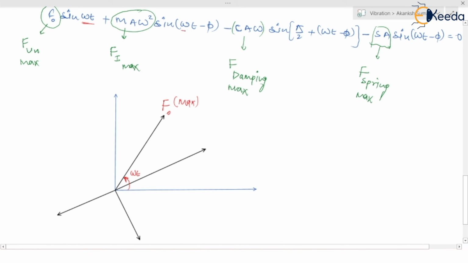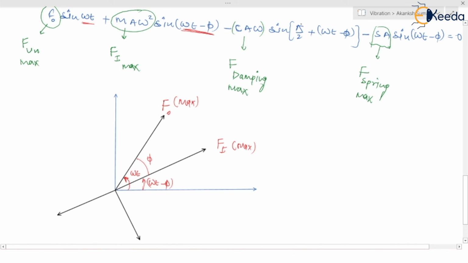Now we know that this is the inertia force, and its angle is omega t minus phi. Minus phi means less than the phi value. If this is omega t minus phi, this would be phi. So it would be the inertia force maximum value. Yes or no? That's why we are going to convert all these terms into sine angles. So all these angles are sine angles.